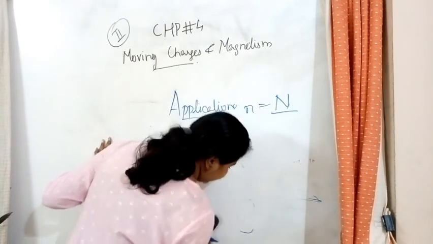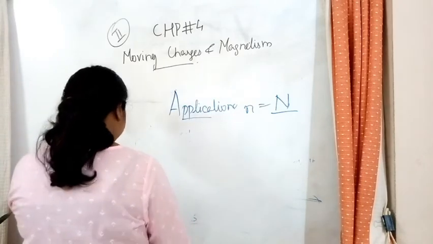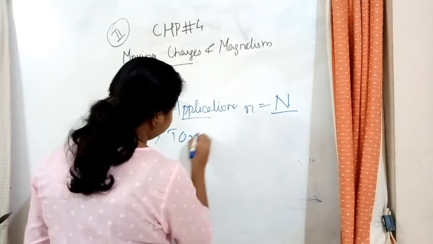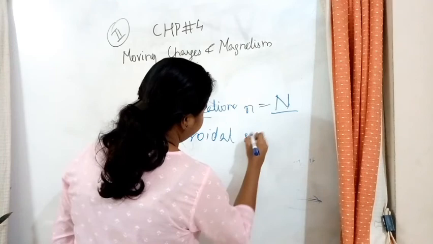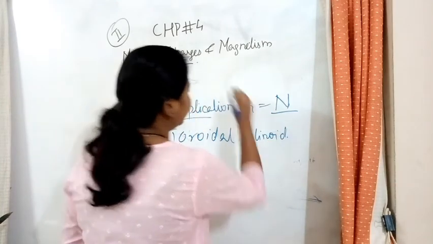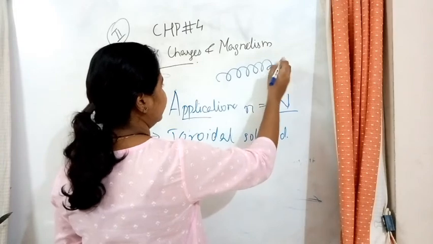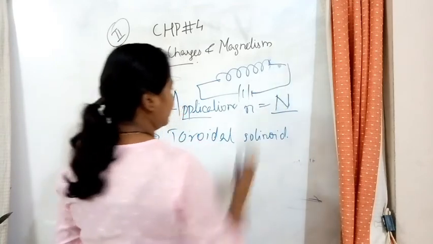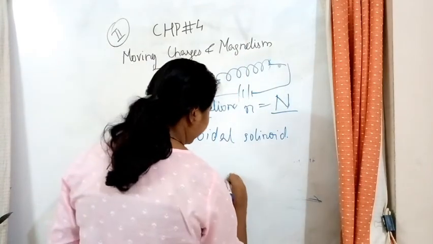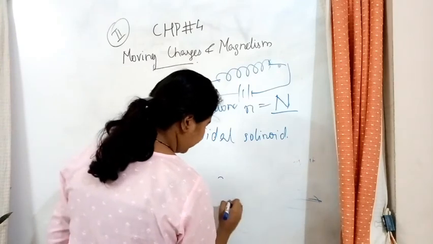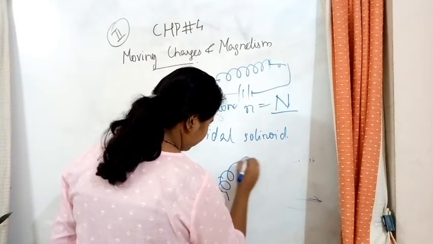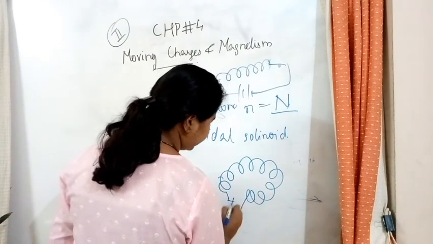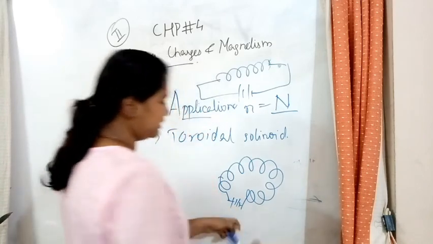And the last application that comes under the Ampere's circuital law is for a toroidal solenoid. That is the magnitude of magnetic field for a toroidal solenoid. So next is toroidal solenoid. We know a solenoid is like this. We dealt with this in our lower class, no? A solenoid would look like this. What is a toroidal solenoid? Let's draw. So this is our toroidal solenoid. This is how it will look.